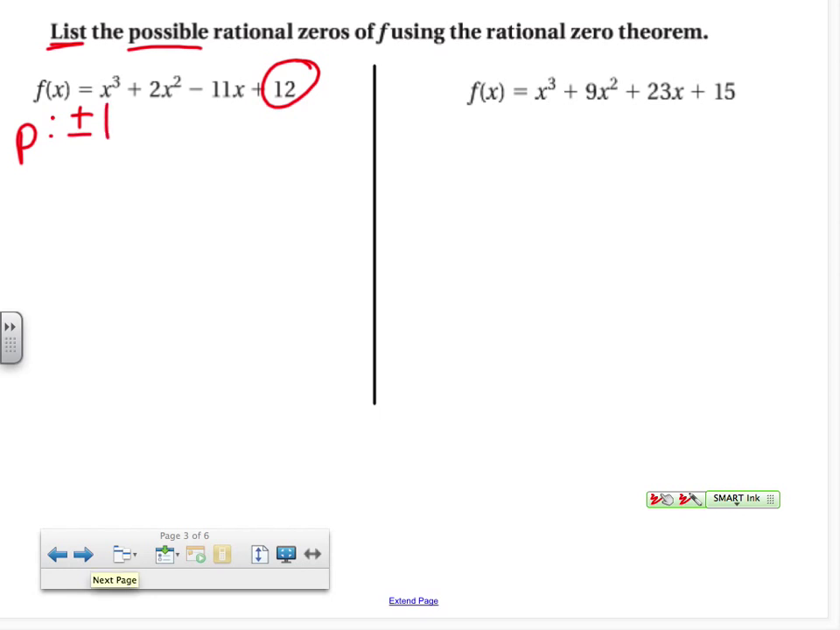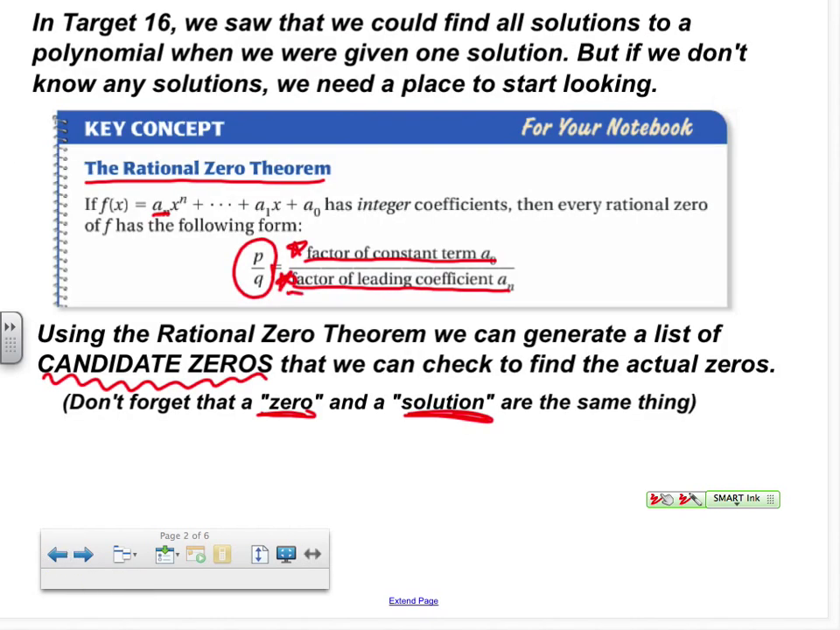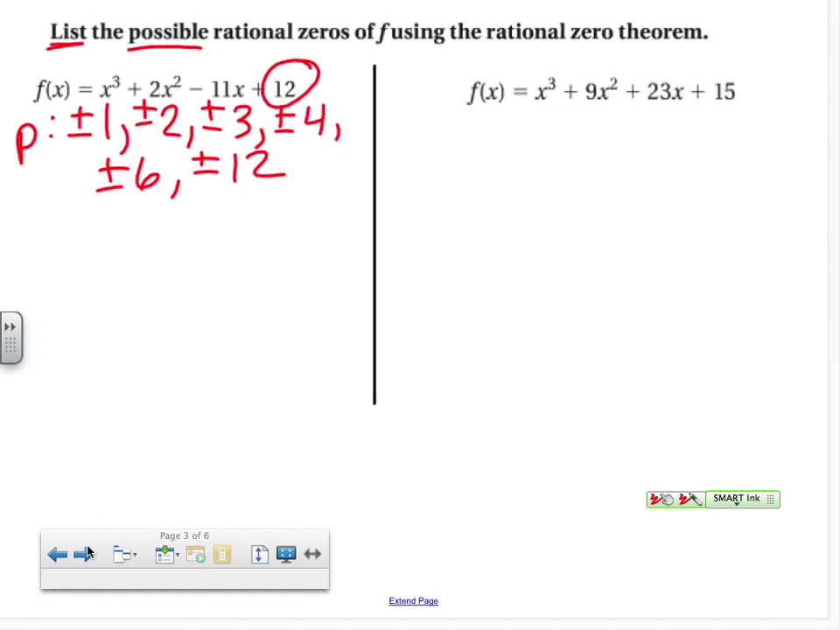So the factors of 12 would be 1, 2, 3, 4, 6, and 12. Alright, then I'm going to look at the factors of my leading coefficient, and they call that Q. Alright, the letters don't really matter, but they're there. Alright, so that would be here, and that's just 1.